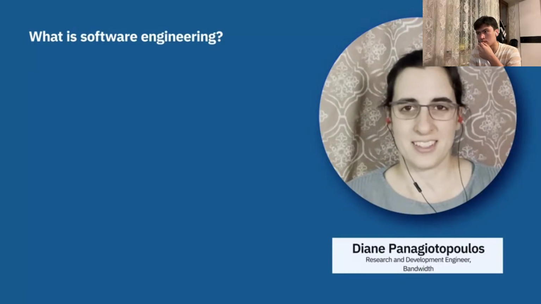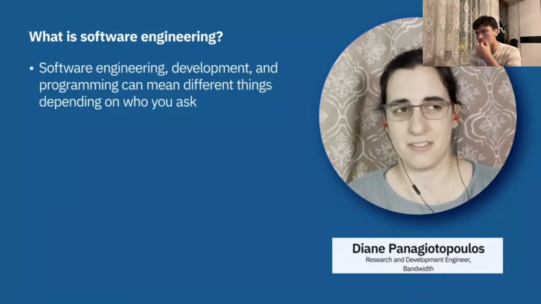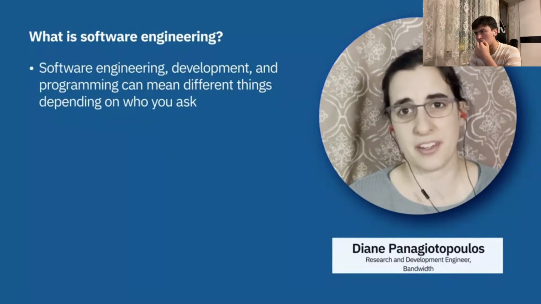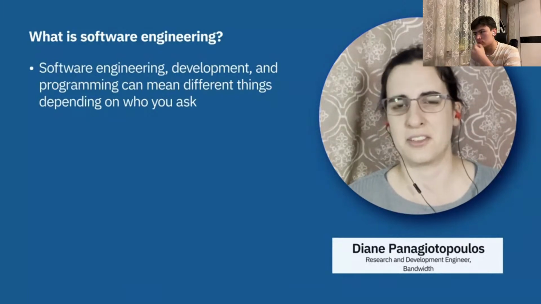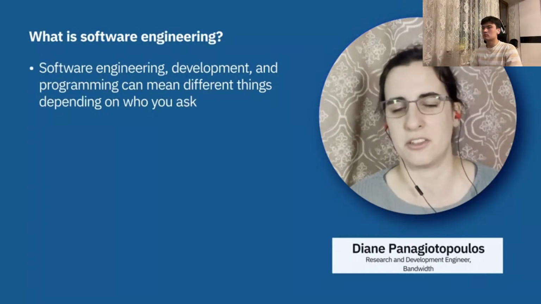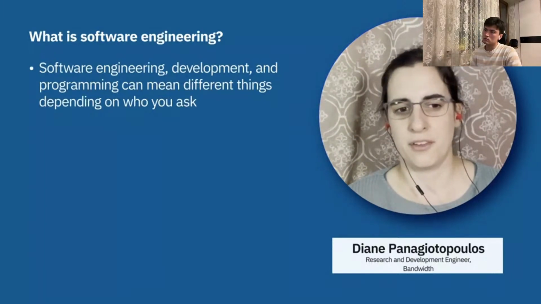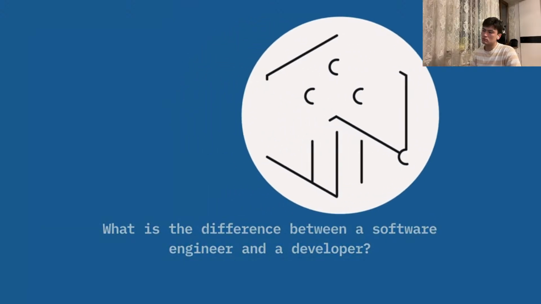I know in the United States, at least, software engineering, software development, programming, depending on who you ask, they mean very specific things or very hazy things or very contradictory things, or it's like, why do we even have 3 different titles for the same thing? I think of those titles as all meaning the same thing. What's the difference between a software engineer and a developer?